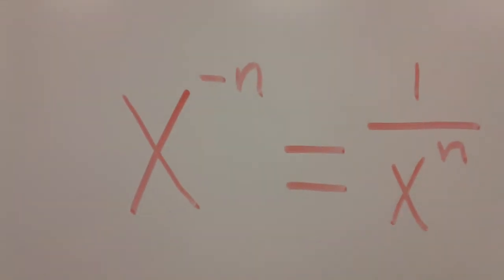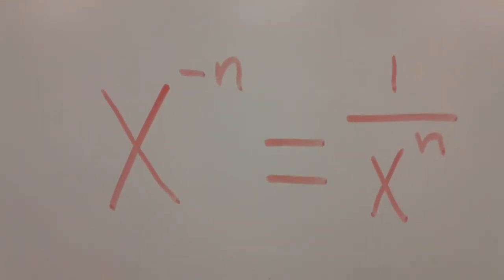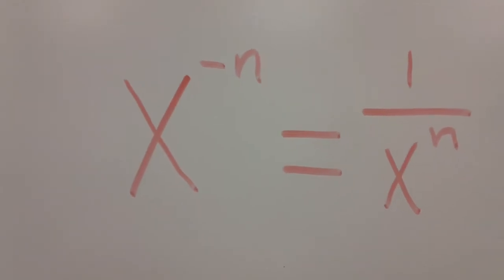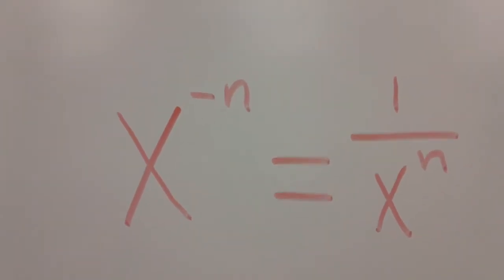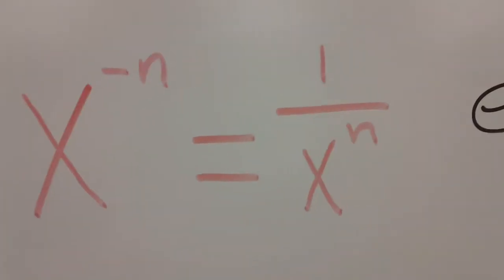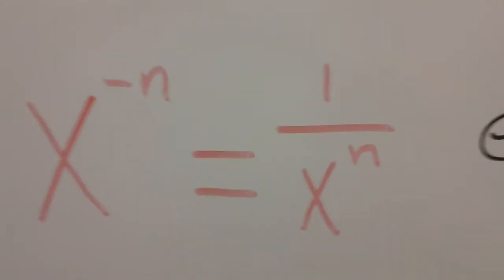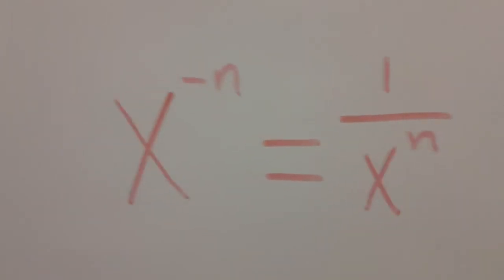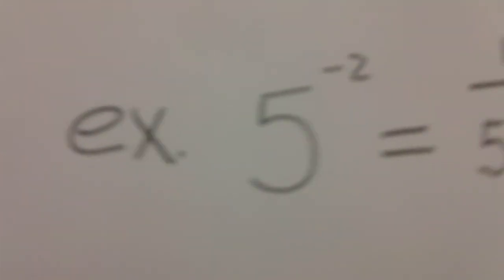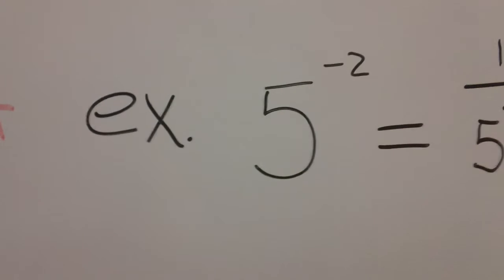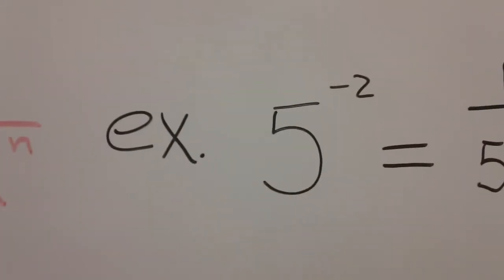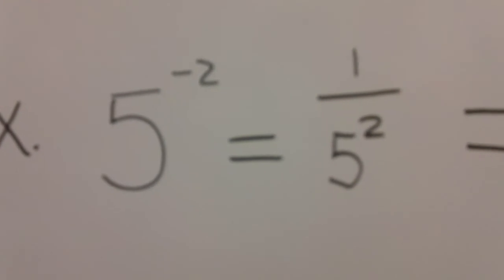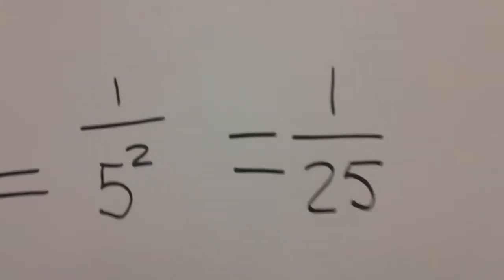Our next example is x raised to the negative n. When you have a negative exponent, it switches it around into a division. So x is on the bottom and 1 is on the top. An example of this would be 5 raised to the negative 2, which is equal to 1 over 5 squared, which of course equals 1 over 25.